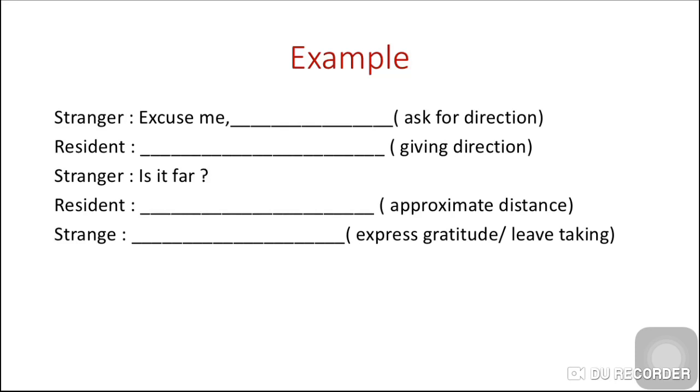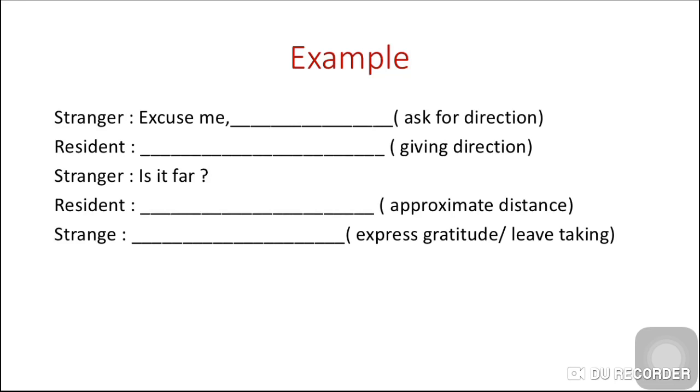The resident gives the direction to the bus stop, and the stranger wants the approximate distance. That's why he asks, "Is it far from here?" For the resident, there is a completely blank line, and at the end in the bracket there is a guideline: approximate distance. He should say the approximate distance, maybe 1 kilometer, 2 kilometers, like this, in digit form. And the last one: the stranger takes leave and also expresses gratitude to the resident person. That means leave taking, like thank you, and it may be bye.